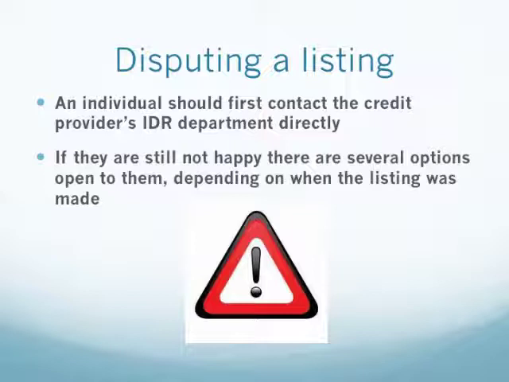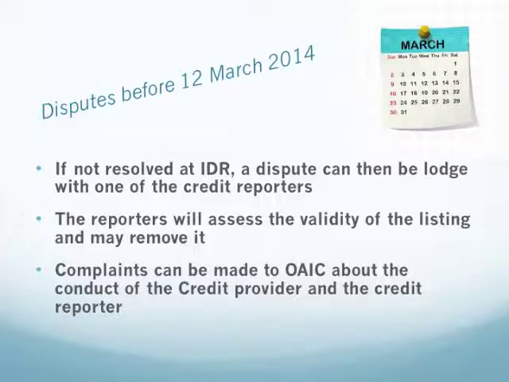Disputing a listing. When disputing the validity of a listing, an individual should first contact the credit provider's IDR department directly. If they are not happy with the credit provider's response, they have several options open to them, depending on when the listing was made. Disputes made prior to March 12, 2014. If not resolved at IDR, a dispute can then be lodged with one of the credit reporters. The reporters will then assess the validity of the listing, and if there are no appropriate grounds for making the listing, it will be removed. Complaints can also be made to OAIC about the conduct of the credit provider and the credit reporter.